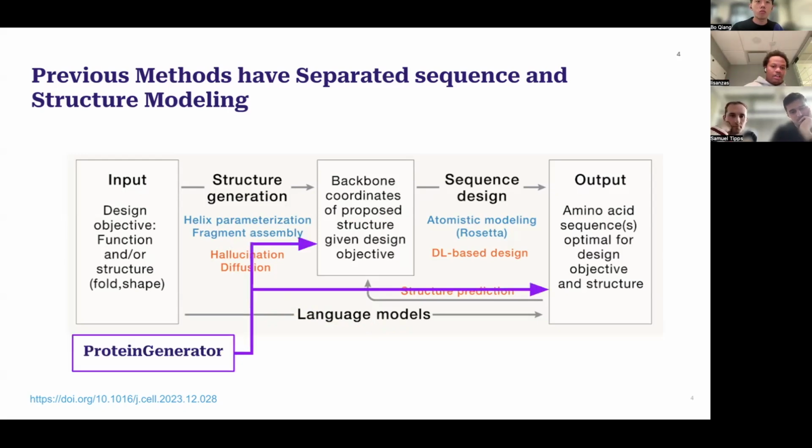Next slide. Now, what we sought is to go past these previous methods and give you something which we term ProteinGenerator. What ProteinGenerator does is give you directly the structure and also the sequence out. And so this is ideally what you want. And then next slide.